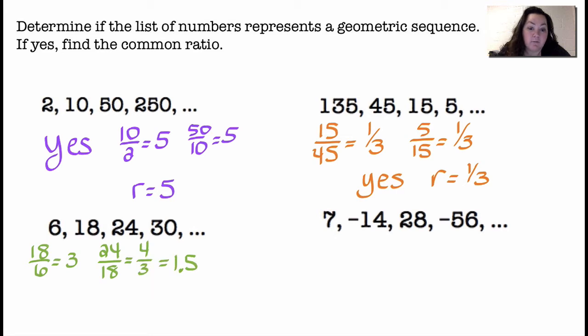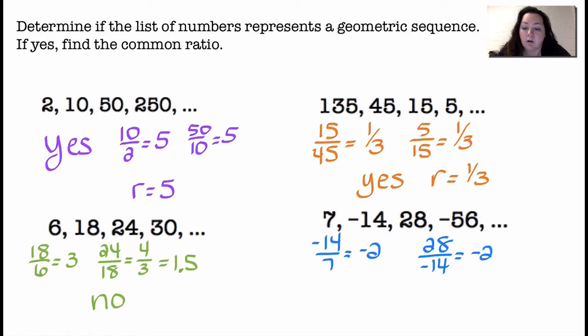The next one: 18 divided by 6 is 3, and then 24 divided by 18 is not 3. It's 1.5. So that one is no, it is not a geometric sequence. The next one, if I take the second term, negative 14, and I divide it by the first term, 7, I get negative 2. And if I take the third term and divide it by the second term, I get also negative 2. So yes, this is geometric, and my ratio is negative 2.